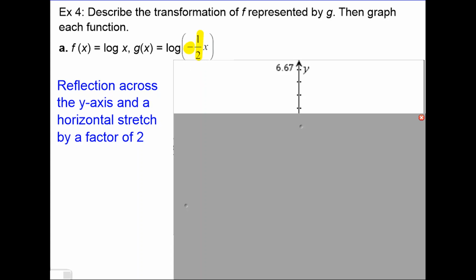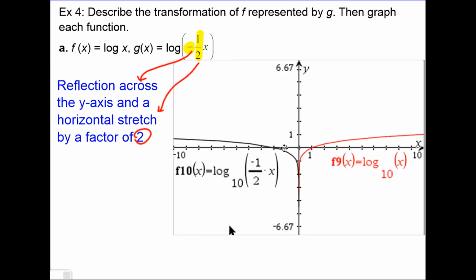Don't forget, you have got to flip this. You've got to take that 1/2 and flip it to be a factor of 2. The negative, again, told us our reflection across the y-axis. Put them in your calculator. Here's your graph. Anytime there is not a base on a log, it is automatically base 10. So this red is your f of x, this black is g of x.